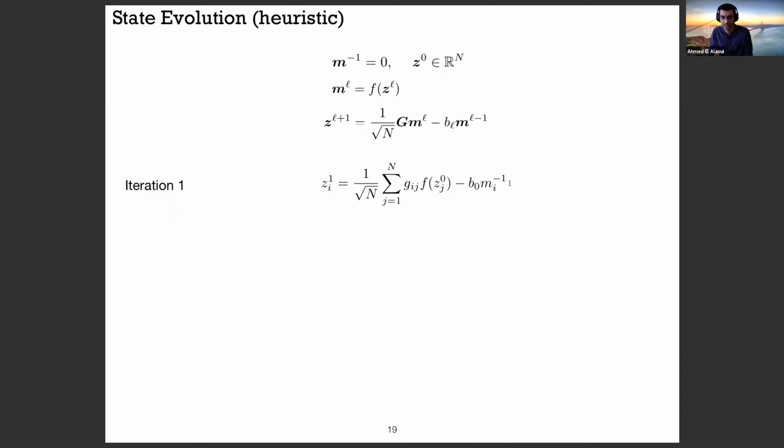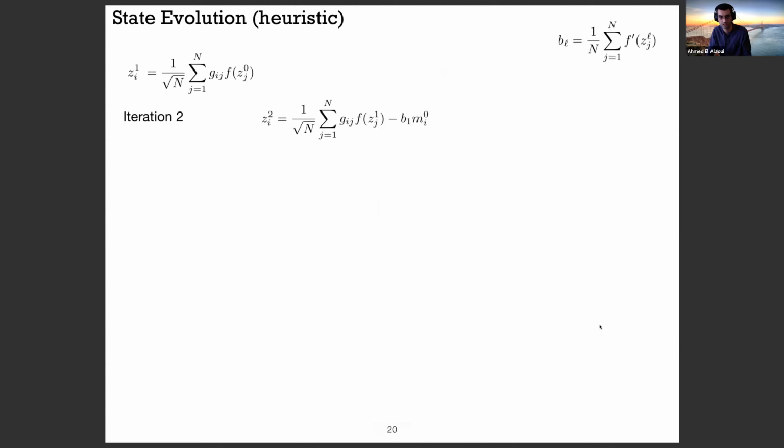Now I'm initializing m-1 to be 0. So that's just this term. And Zj are fixed. So that's how I initialize them. So this is a deterministic term, and these are Gaussian. So this is just a Gaussian random variable. So the first iteration is trivial. Now let's look at the second iteration.